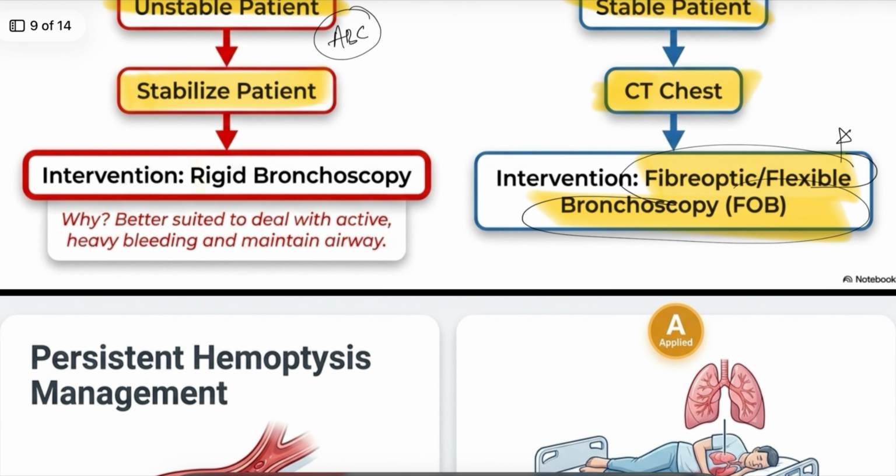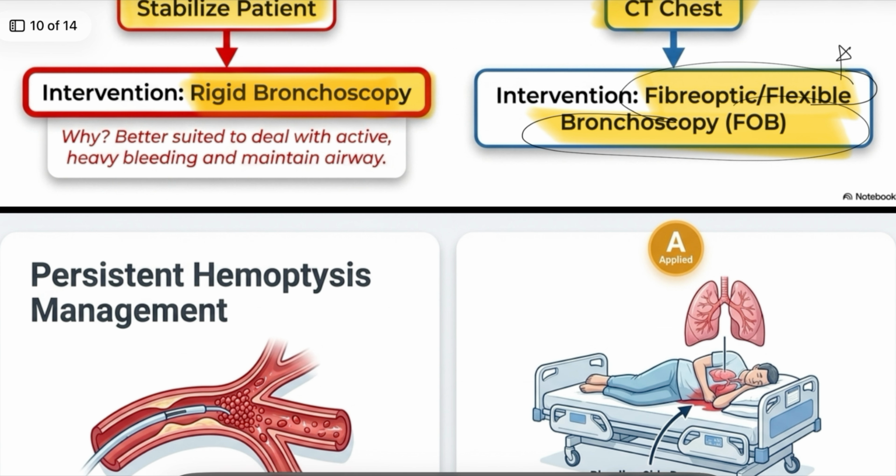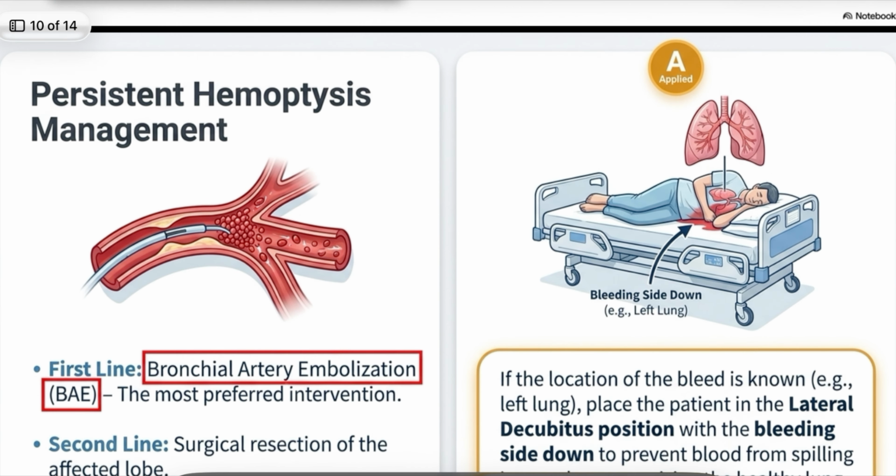Then we have to go with the rigid bronchoscopy. If the patient is unstable, we can't try with the fiber optic because that is flexible. We want definitive intervention. We can't play around with a patient who is unstable, so we will prefer the rigid bronchoscopy. Why? Because it is better suited to deal with active heavy bleeding and maintain the airway. This is the indication for rigid bronchoscopy over flexible or fiber optic bronchoscopy. Then persistent hemoptysis is when you have intervened, nothing has stopped, and it is still bleeding.